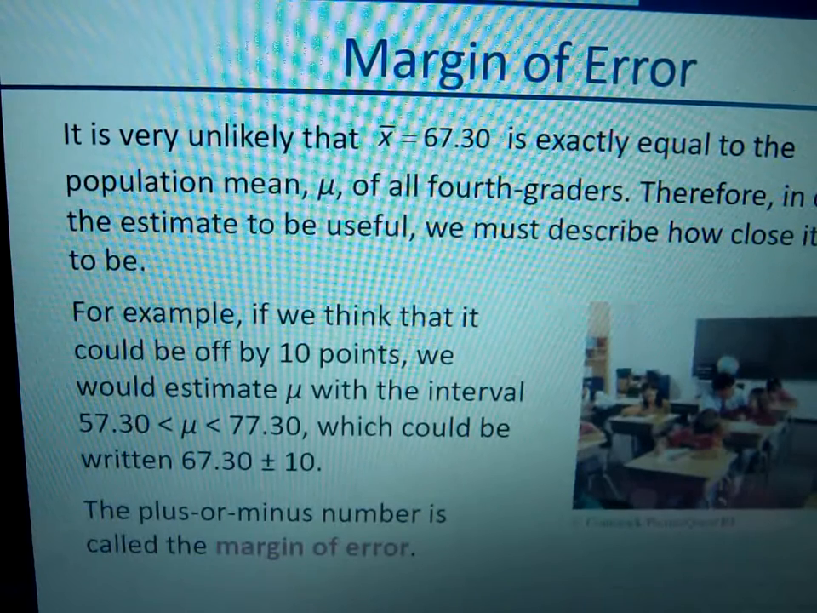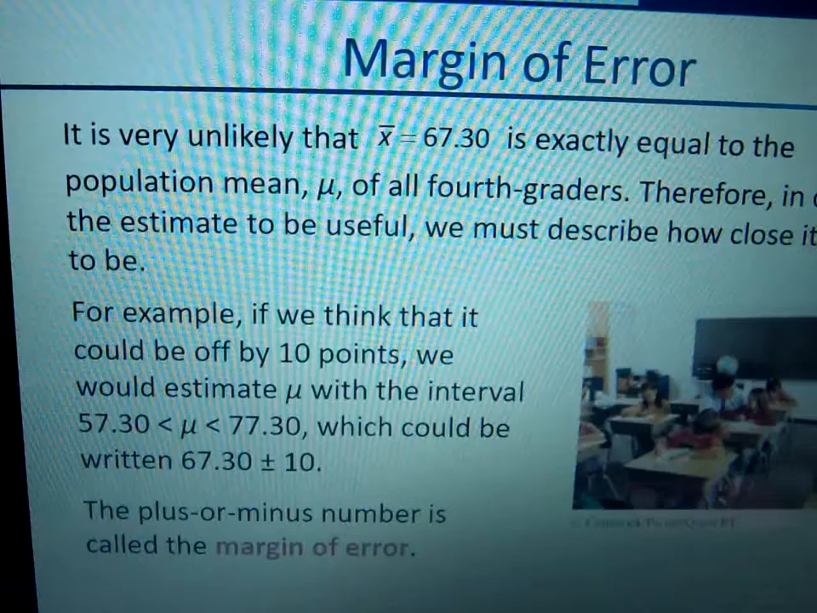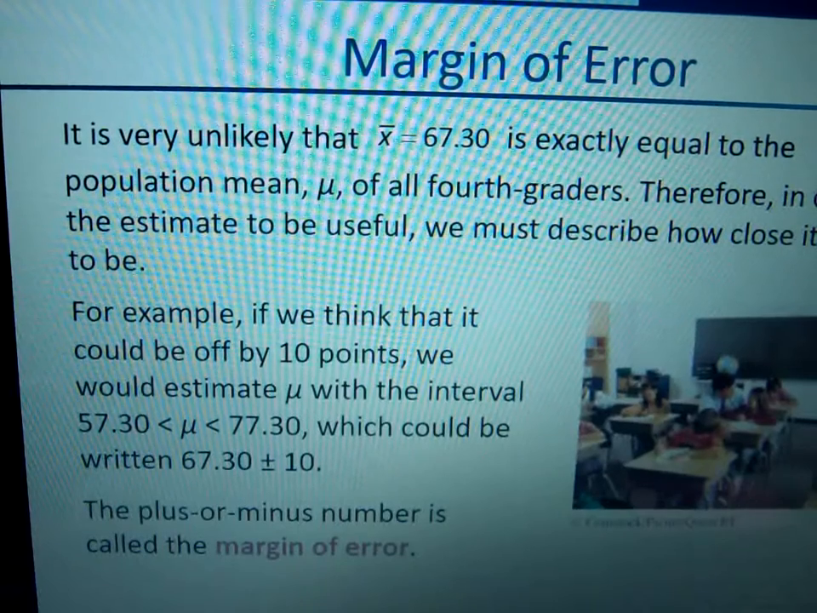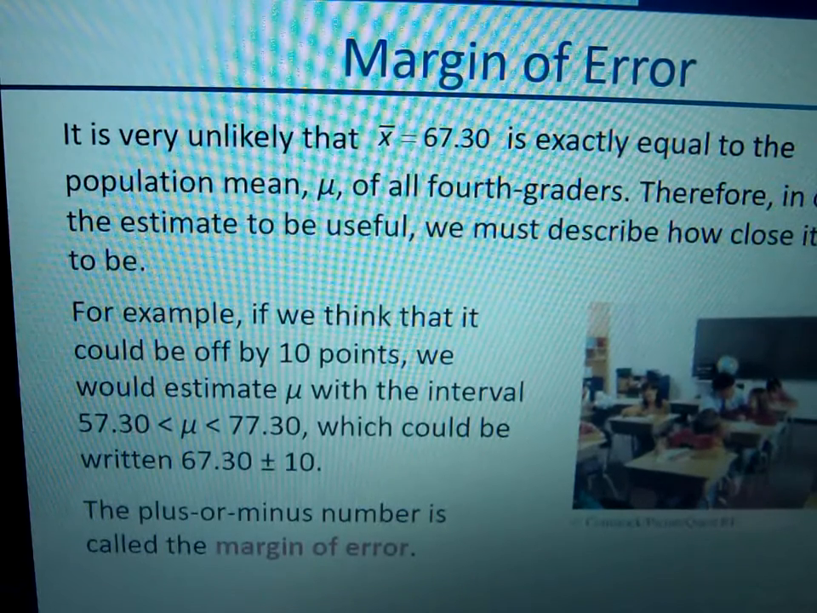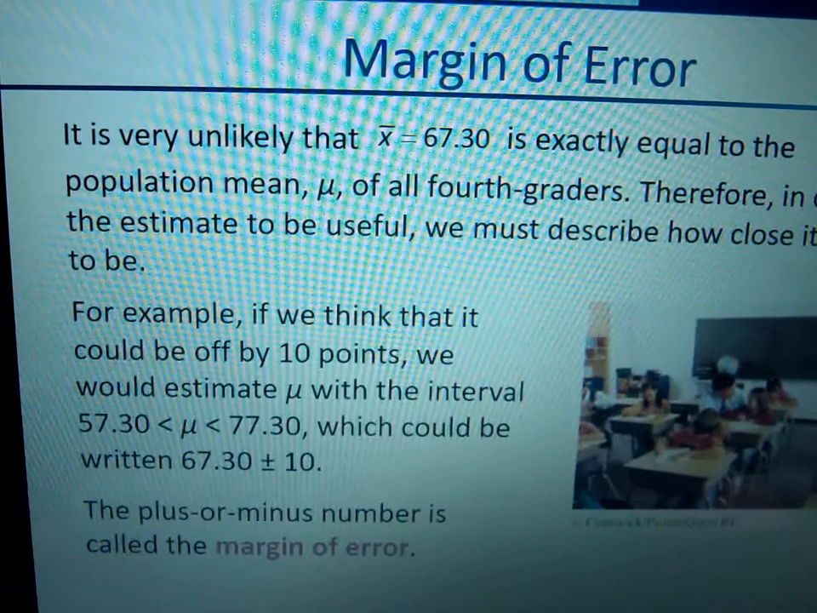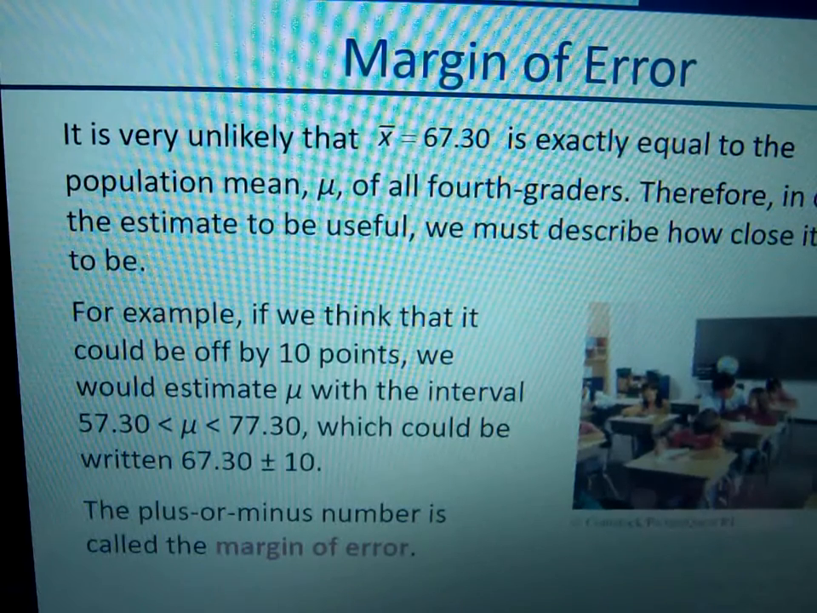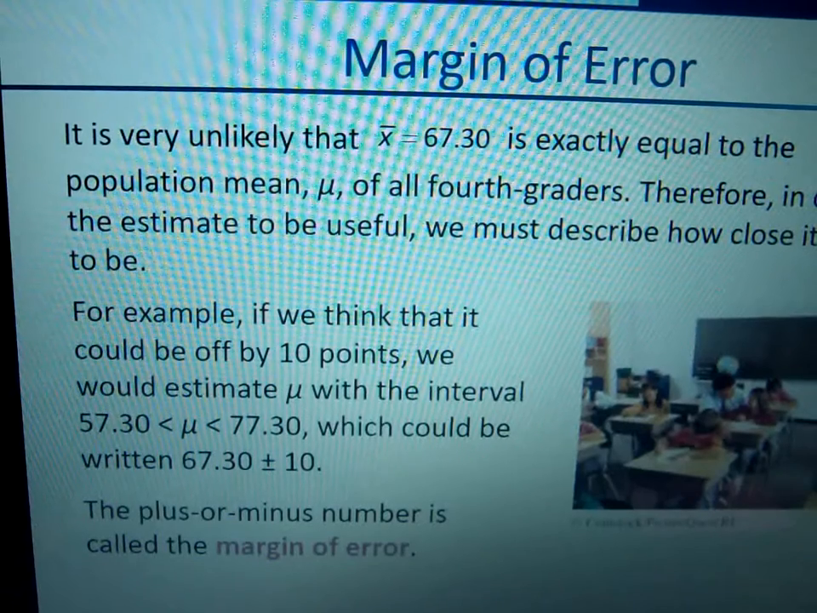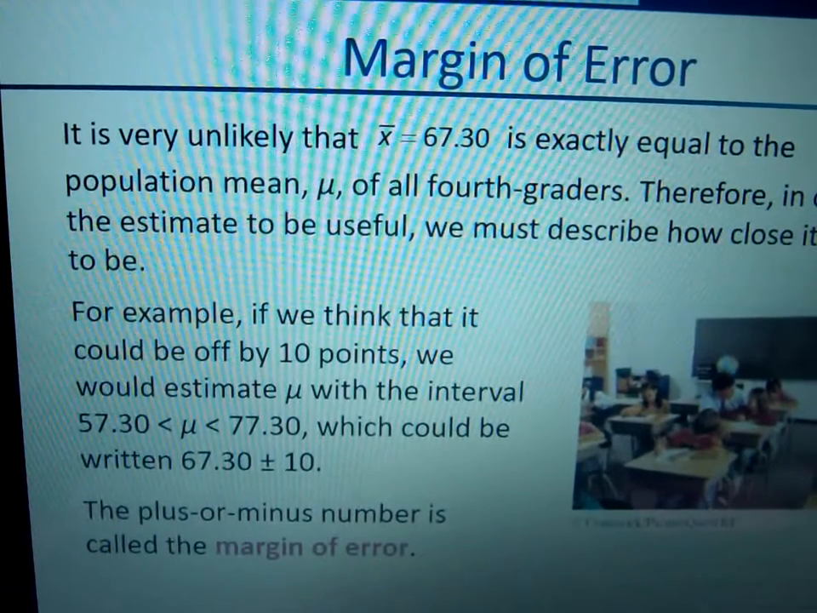In order for the estimate to be useful, we must describe how likely it is to be right. So for example, if we think we could be off by 10 points, we would say that mu would be greater than 57.3 and less than 77.3, which would be written as 67.3 plus or minus 10. You might hear people say give or take 10 or plus or minus 10.